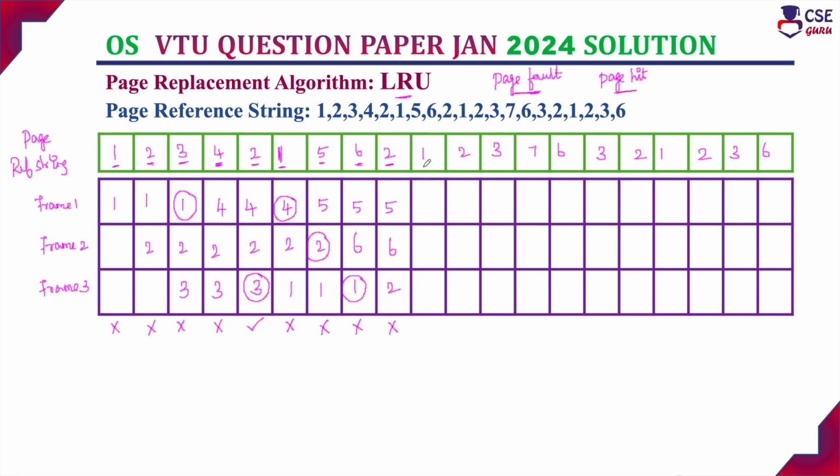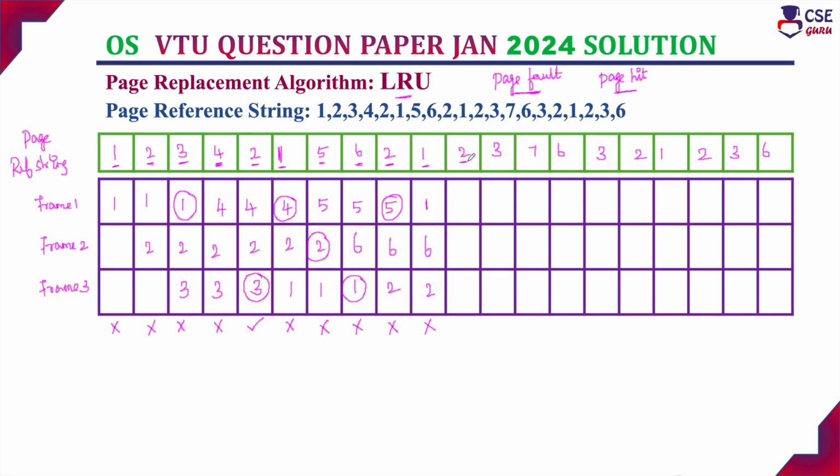And the next reference string is 1. 1 is not available. You need to select a victim page. So 2 is recently used. Next recently used is 6. So least recently used is 5. Replace 5 with 1. 1, 6, 2. This is also a page fault.